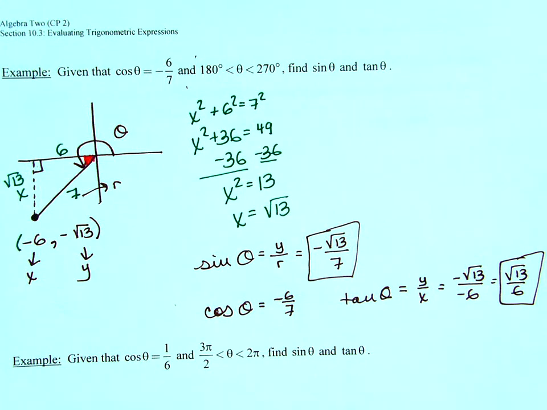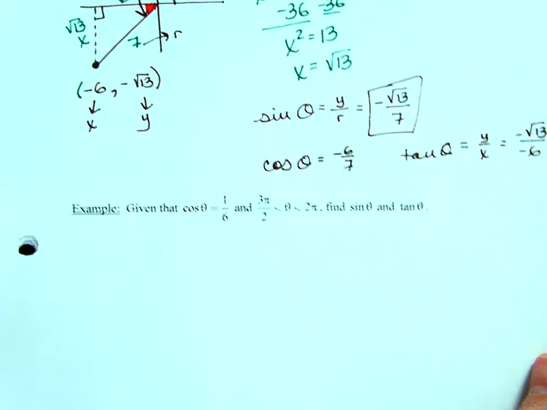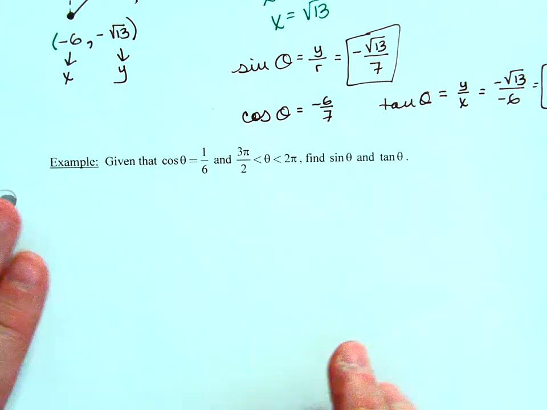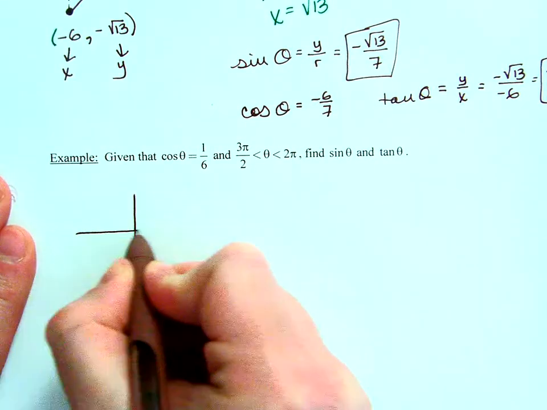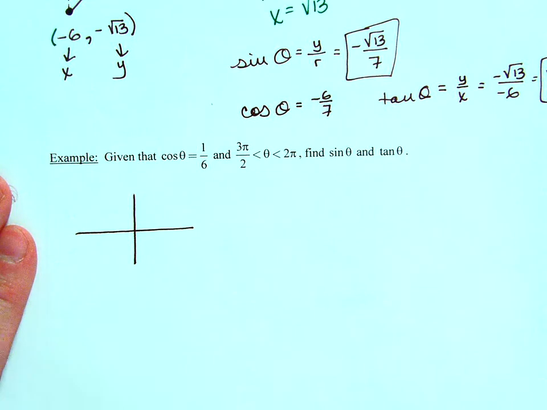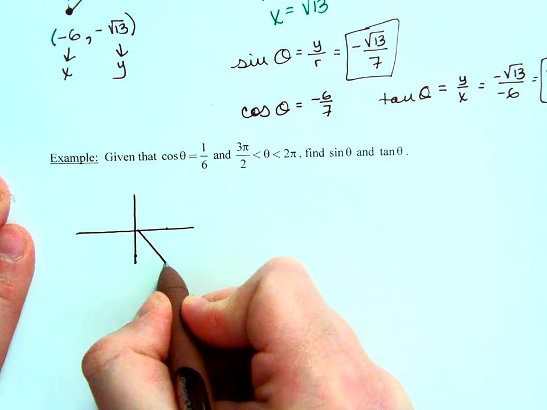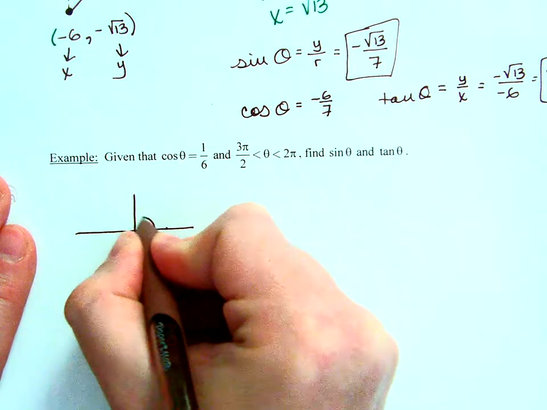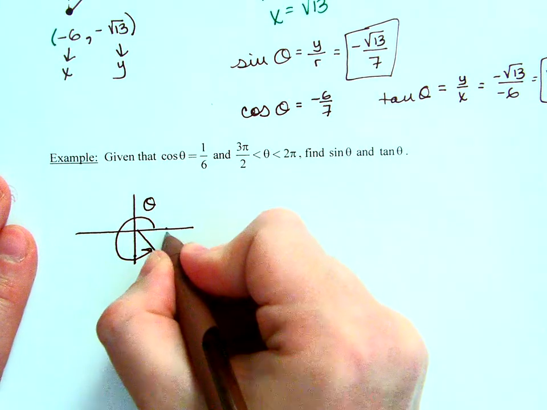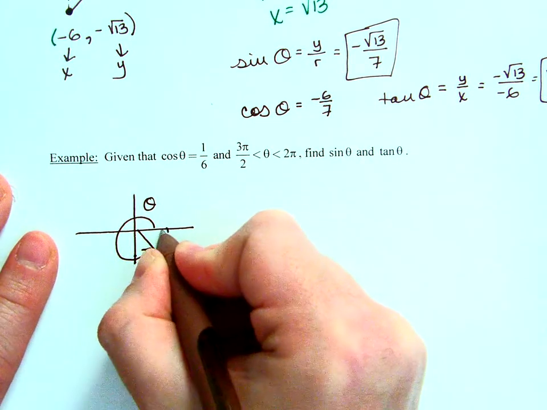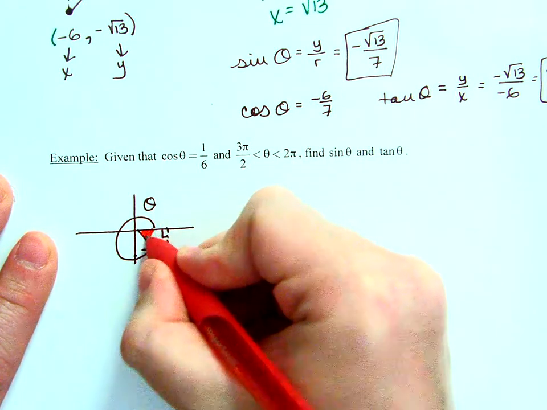One last one, and then you'll try a couple in the homework. I'm telling you that the cosine of theta is 1/6, and theta is between 3 pi over 2 and 2 pi. 3 pi over 2, that's 270 degrees over here. 2 pi is over here, so my angle is something kind of like that. I'm going to make a right triangle with the positive x-axis. And I'll highlight that reference angle over there.